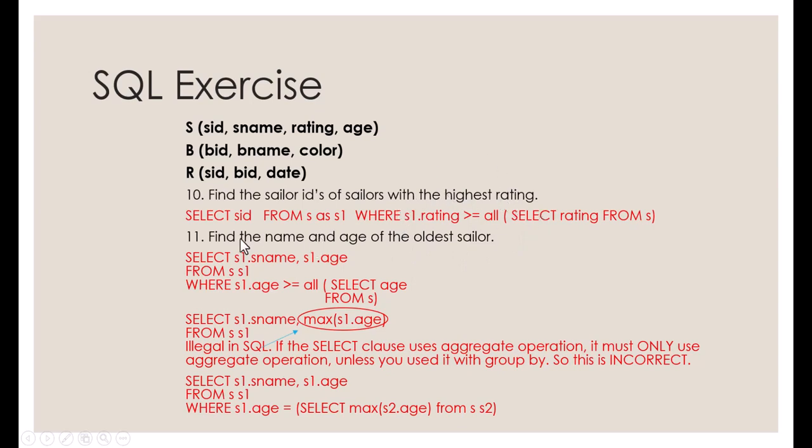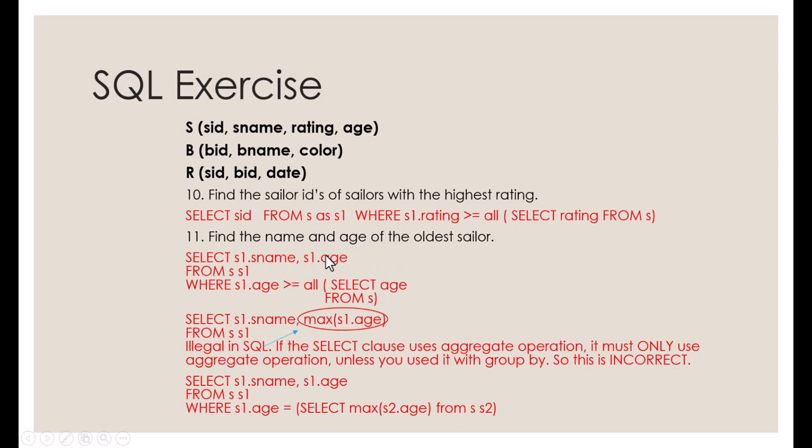Okay, and then here we want to find the name and age of the oldest. So it's very similar to the first one, where you're selecting s1.sname, and then we also want their age, since they will be the oldest. Here from S S1, where their age is greater than or equal to all. So this subquery will return a list of all the sailors' ages. So if this person's age is greater than or equal to all of them, then they are the oldest. So we're going to be outputting their name as well as the age.